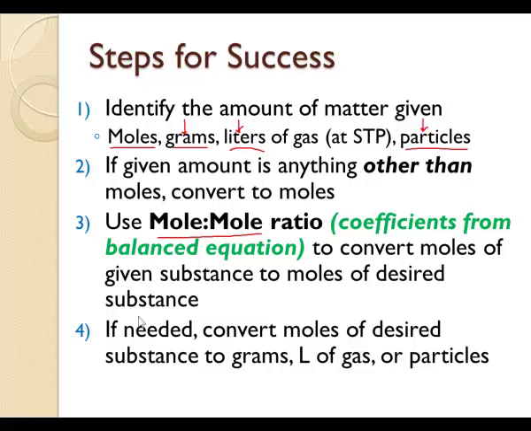Once you've converted your given substance to moles, if need be, then you do the mole-to-mole ratio from the balanced equation to change the moles of the given to the moles of the desired substance. You would do that by using the coefficient from the balanced equation and writing the correct number of moles of desired substance, using the coefficient, over the moles of the given. Again, using the coefficient, not the calculated amount of moles. And then that will allow you to convert from the given amount to the desired substance.